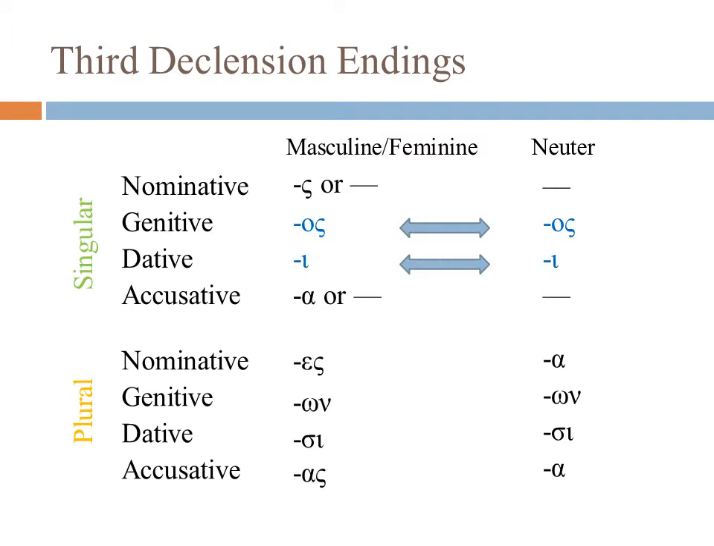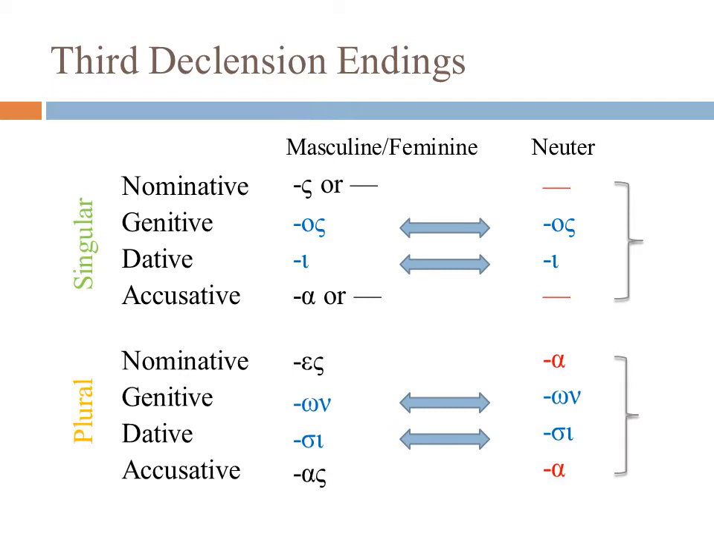So, these are the things that we know automatically, that the genitive and dative are always the same. In the third declension, that means all the endings, masculine and feminine and neuter, are all the same in the genitive and the dative, singular and plural. Nice, huh?